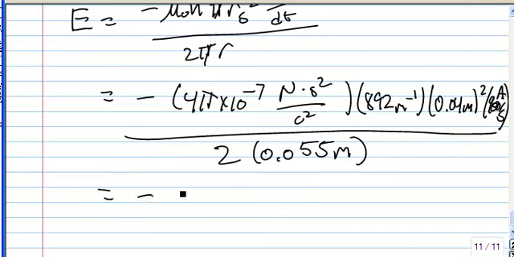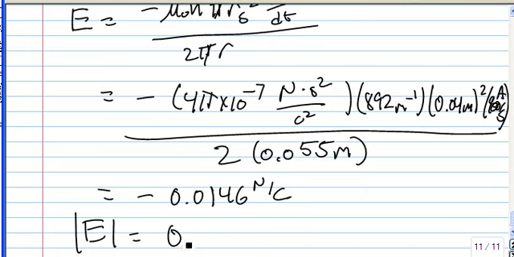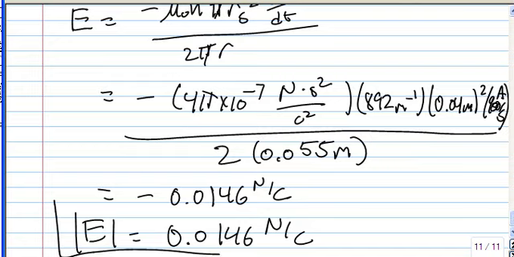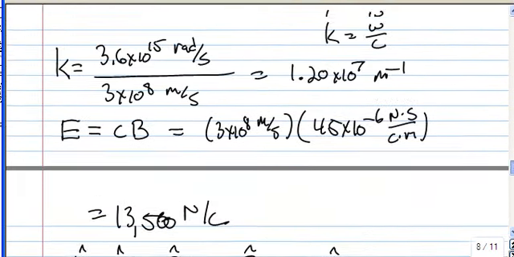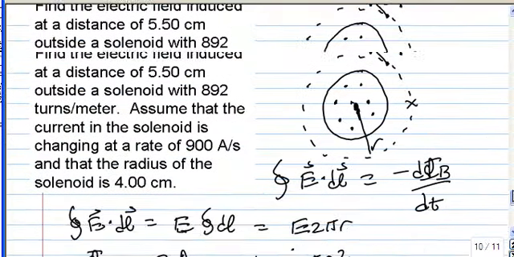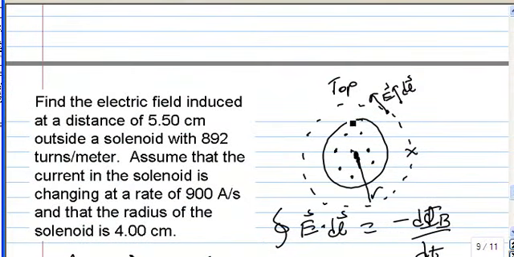What we find is that the induced E field is minus 0.0146 newtons per coulomb. So the size of the E field induced is 0.0146 newtons per coulomb. And the direction is such, looking back at the diagram, since we defined the direction around the loop in the normal sense of the right-hand rule, it means that the E field actually points the other way.